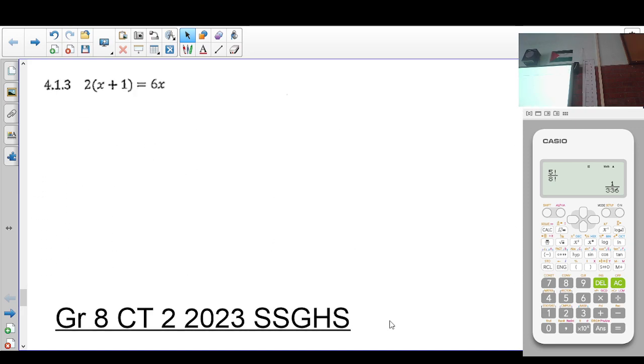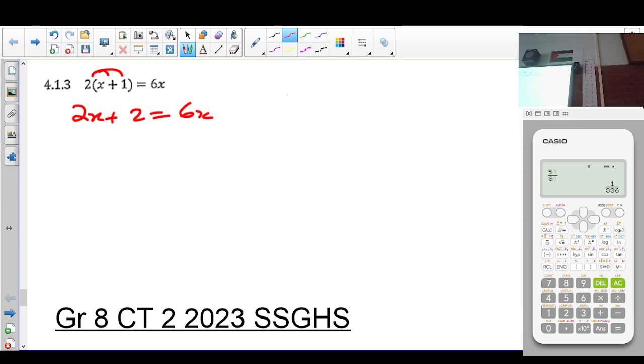In 4.3 or 1.3, we got 2 into x plus 1 is equal to 6x. What needs to be done first? What do we need to do first? These are the brackets, not like terms. So 2 times x, 2x. 2 times 1, 2 is equal to 6x.